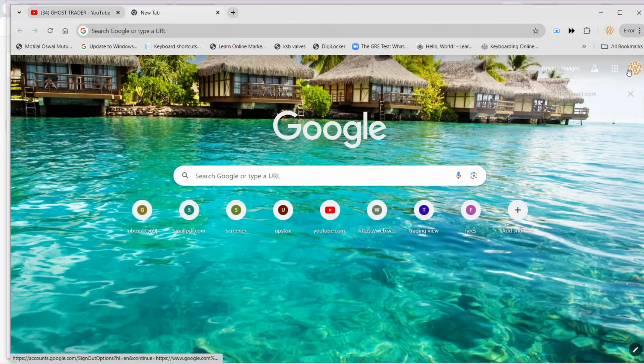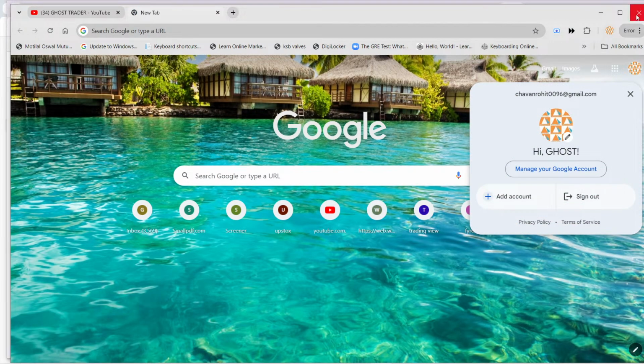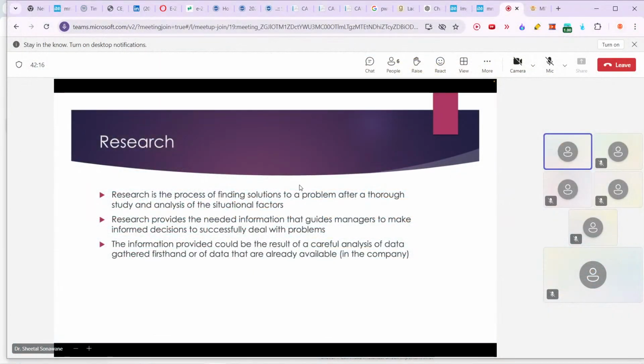In simple ways, what we wanted to do is find out the solution to a research problem. So research is a process of finding a solution to a problem after a thorough study and analysis of the situational factor. It's a simple definition. I'm trying to get a solution of a research problem after applying certain steps to get to the solution. So these are all components which are involved. For that purpose, you need study and analysis of situational factors. You need to study what are the existing methods, what are their methodology, what are their results, and everything.